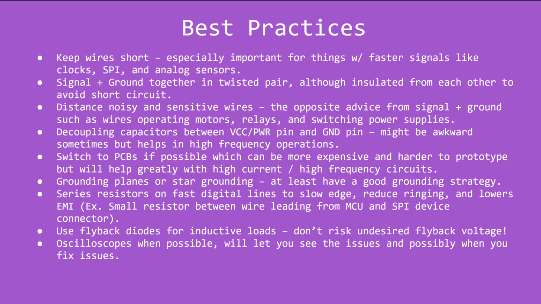Now, this can lead to some ideas for best practices when you're actually making real life circuits. First, keep your wires short. They shouldn't be unnecessarily long, especially when you're dealing with faster signals like clocks, SPI, analog sensors. Keep the signal and ground wires together in a twisted pair, although obviously they're going to be insulated from each other because you don't want a short circuit. Like with a breadboard, if you have a power source connected to only one rail and you want to connect the other rail, make sure the power and ground are next to each other, not on opposite ends of the rails.